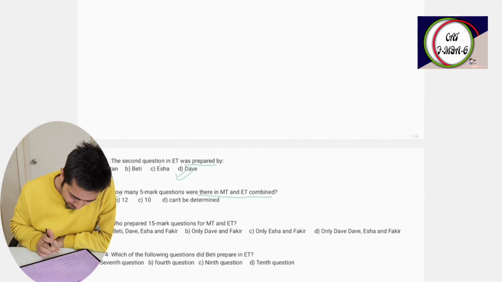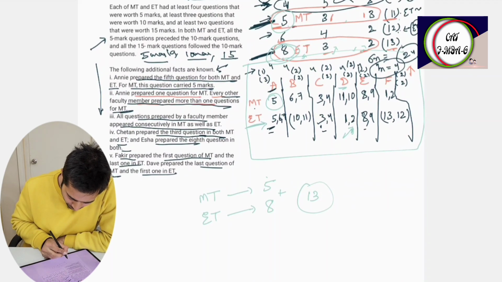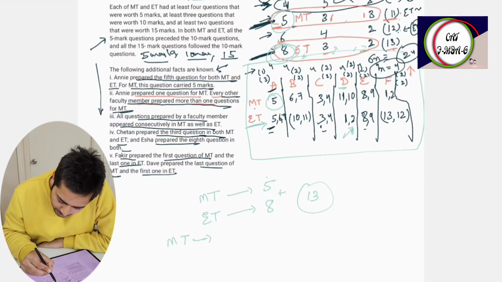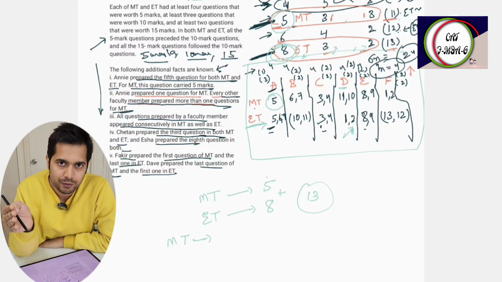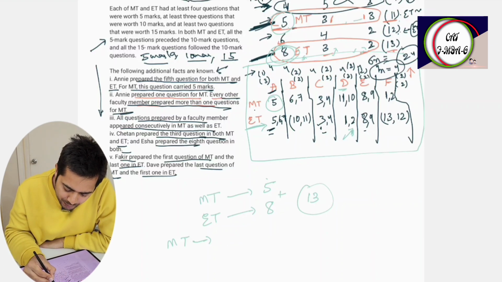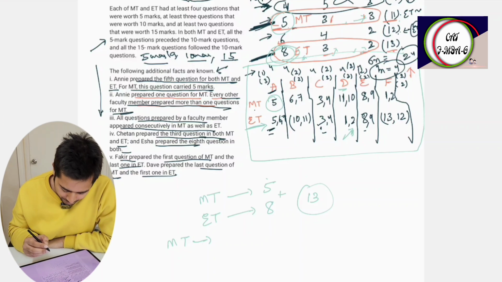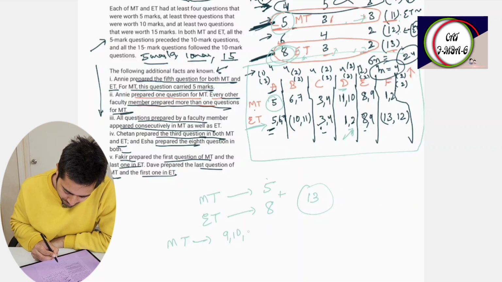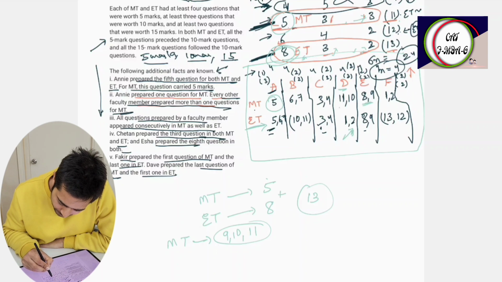Who prepared the 15 marks questions for the midterm and end term? In the midterm, first the 5 marks questions come, then the 10 marks questions, then the 15 marks questions. So the last three will be 15 marks questions. So the last three will be 9, 10 and 11. Who is preparing those in the midterm? 9, 10 and 11 by E and D.